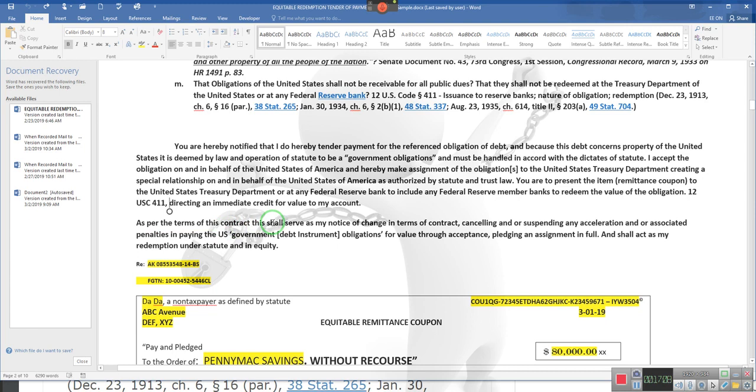As per the terms of this contract, this shall serve as my notice of change in terms of contract, canceling and/or suspending any acceleration and/or associated penalties in paying the United States government debt instrument obligations for value through acceptance, pledging an assignment in full, and shall act as my redemption under statute and in equity. So we're doing a statutory redemption and an equitable redemption. We're covering both fields, ladies and gentlemen.